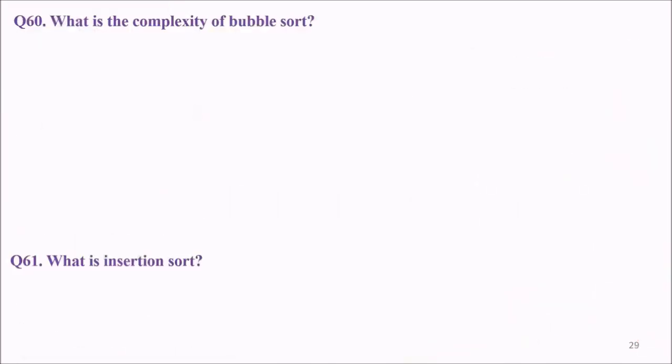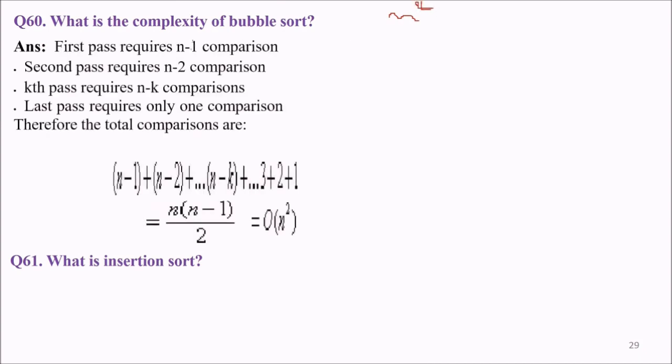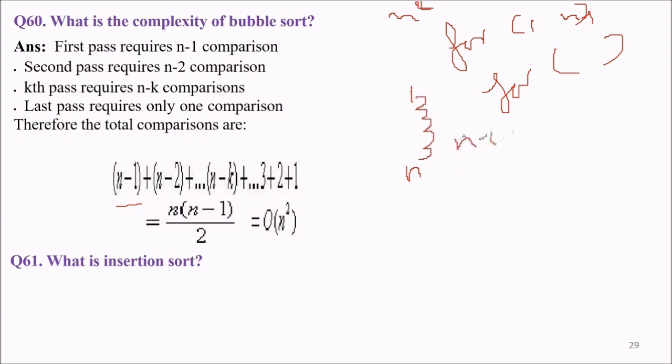What is the complexity of bubble sort? The complexity of bubble sort is n square, even in the best case, even in the worst case. How is it derived? There are two for loops, from 1 to n-1. The first pass requires n-1 comparisons, because there are n elements.